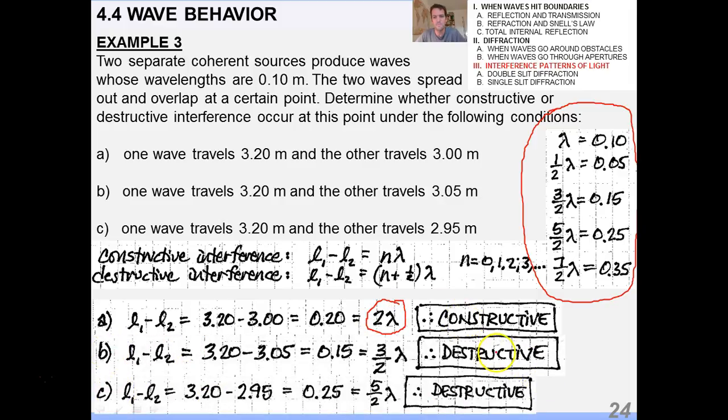For B and C, they're both destructive because notice that one is 3/2 lambda, the other is 5/2 lambda. So when you're doing the math, remember, it's really nice to have this set written over to the side with maybe the real numbers too in terms of what's given in terms of the wavelength in the problem, okay?